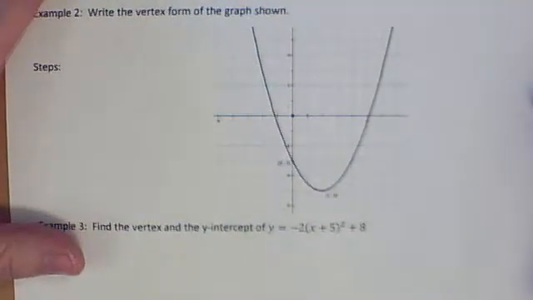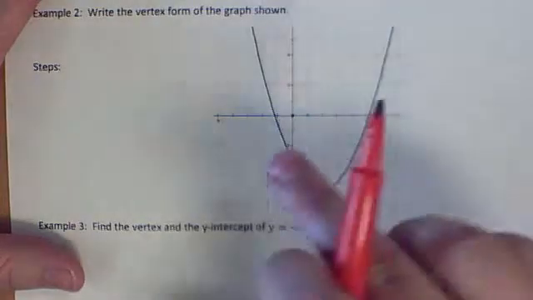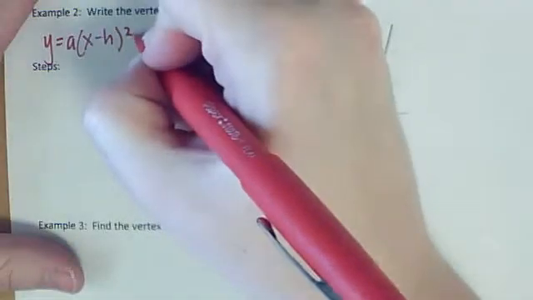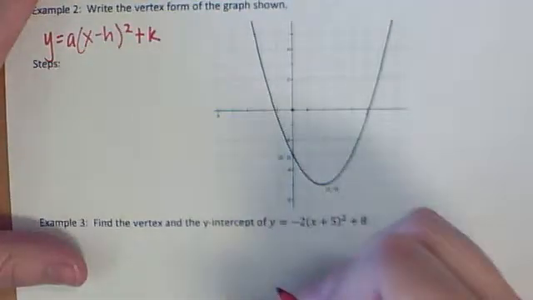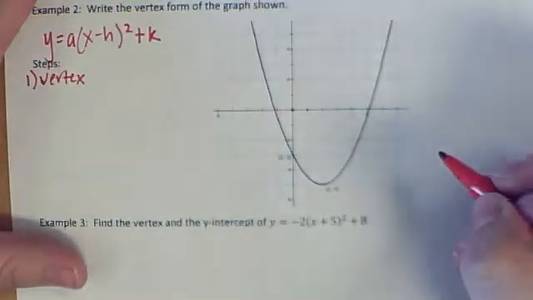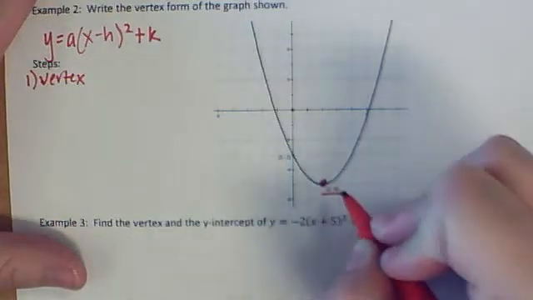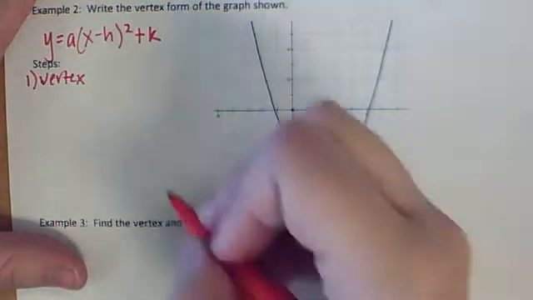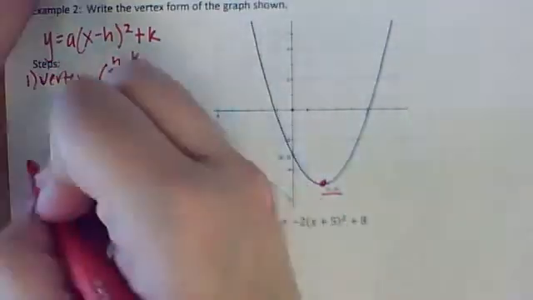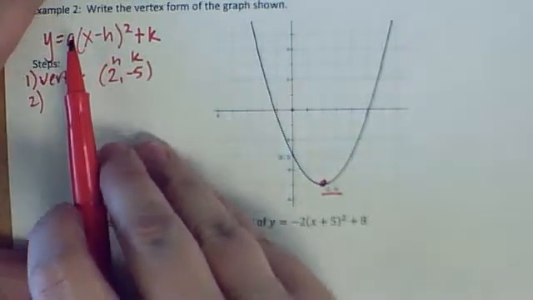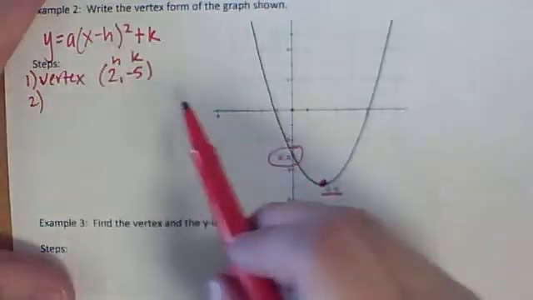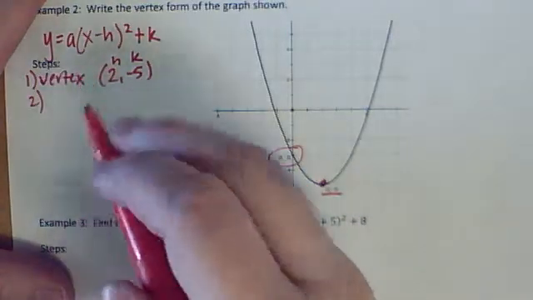Example 2, I want to write the vertex form of this graph. So now we're going to go from graph to equation. Well, I'm going to write vertex form so we have that to reference. So there's our vertex form. And the very first thing is I want to figure out what that vertex is, so I know what my hk is. Well, if I go down here, it's labeled for me. I know it's kind of blurry on this, but it says 2, negative 5.